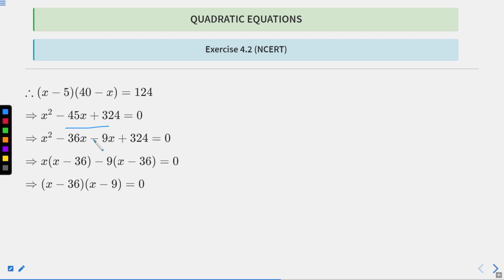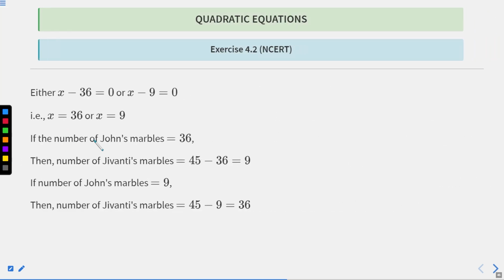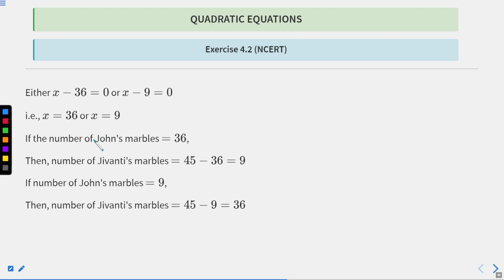From this equation we get two values of x. Either x minus 36 is equal to 0 or x minus 9 is equal to 0. That is, x is equal to 36 or x is equal to 9. If the number of John's marbles is equal to 36, then the number of Jivanti's marbles is equal to 45 minus 36, that is 9. And if the number of John's marbles is equal to 9, then the number of Jivanti's marbles is equal to 45 minus 9, that is 36.